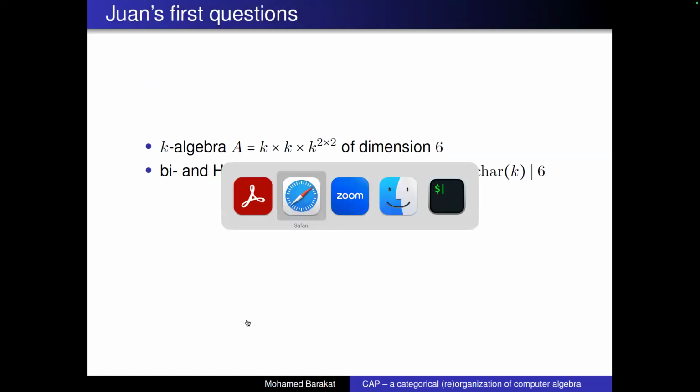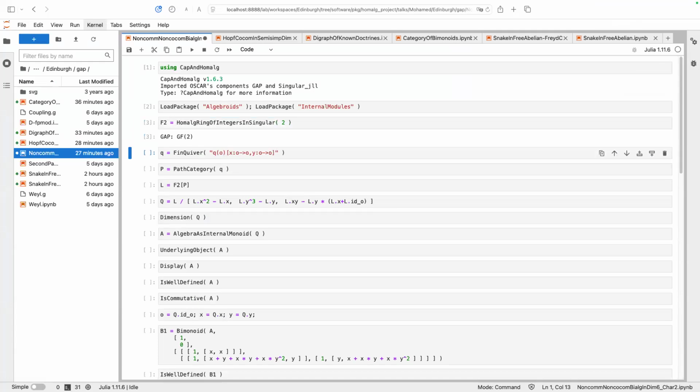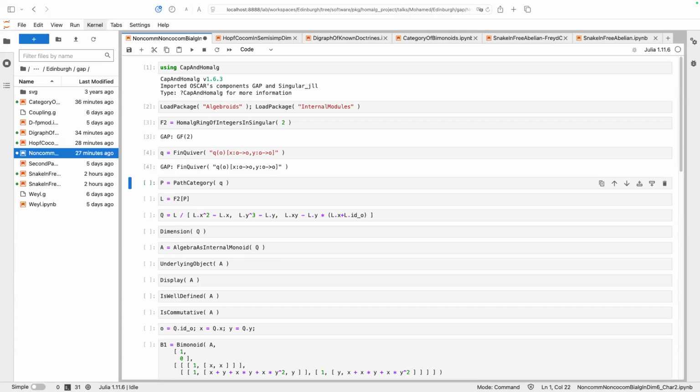So here is the software demo. Can you see this? Is it big enough, or shall I make it bigger? Not big enough. So I have already loaded some stuff, and now I'll define the field F2, with 2 elements. And now I want to generate an algebra by generators and relations. Because we're working categorically, I'll define a quiver with 1 object and 2 morphisms. These are 2 loops. And now I'll take the path category.